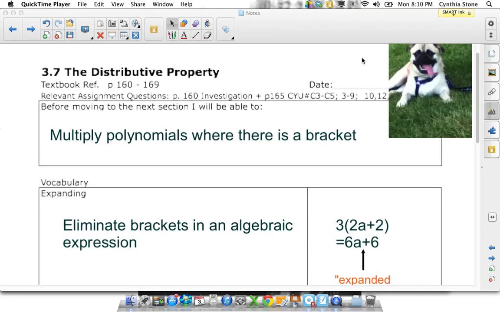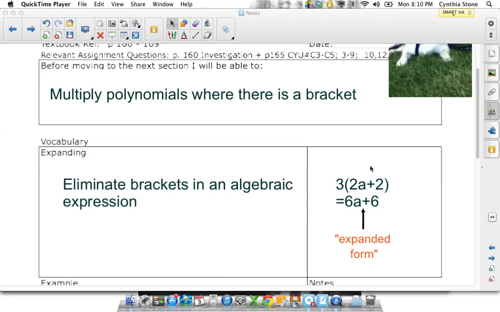On section 3.7 of the grade 9 academic course called the Distributive Property. Your goal for today is to multiply polynomials in which there might be a bracket. We actually call that expanding, and you can see that in the vocabulary section down here.